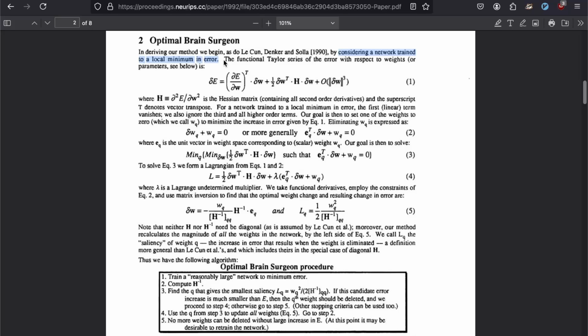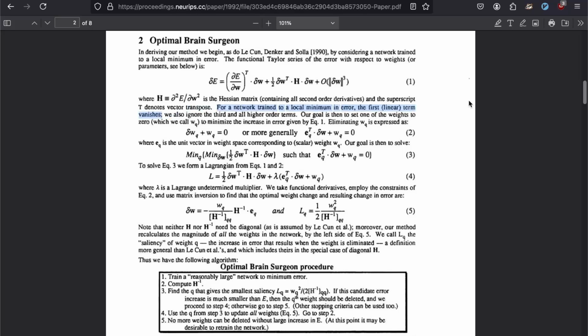The second step is that they take this Taylor series expansion of the loss, like I mentioned earlier. They have their first order element, which is given here, then the second order, which depends on the Hessian, and then this third order component. What they say is that because they've trained to the local minima in error, the first order derivative is actually 0.